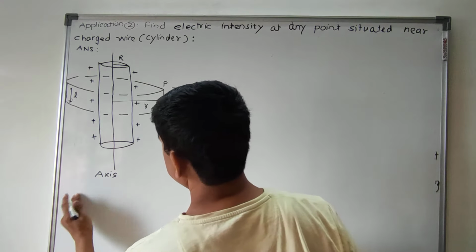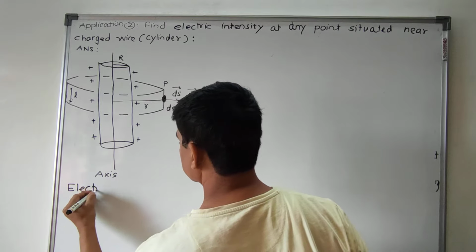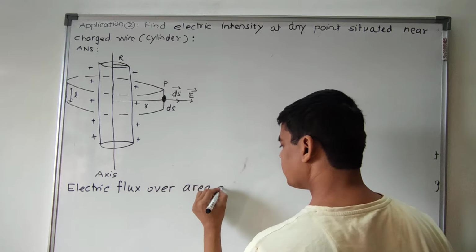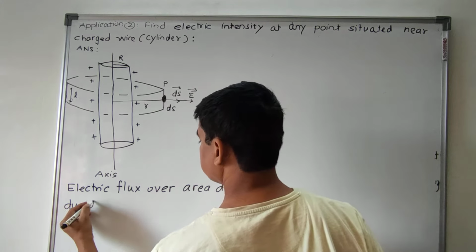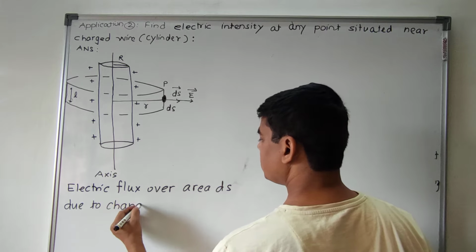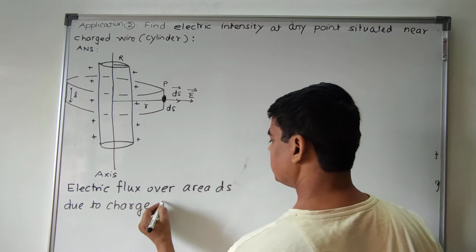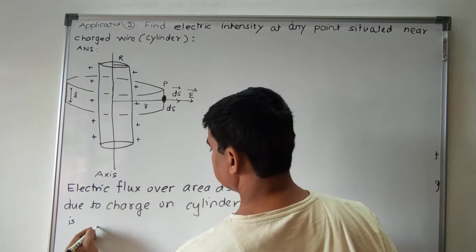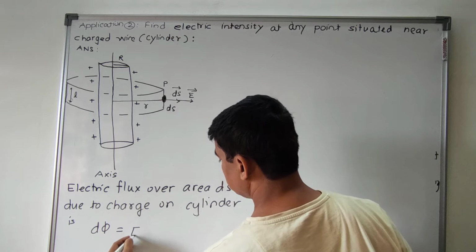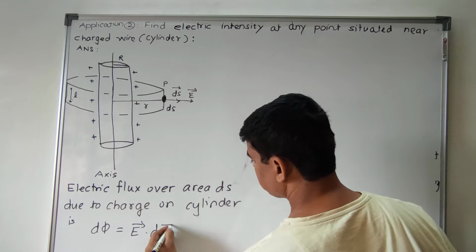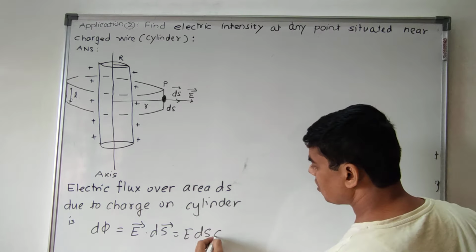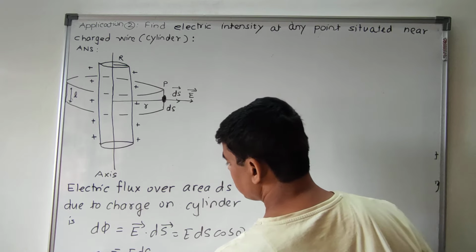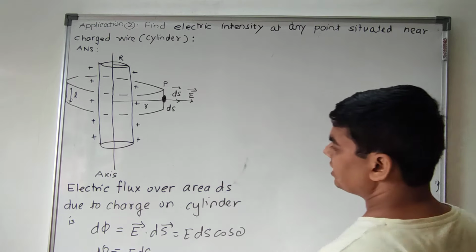Now, the electric flux over area ds due to the charge on the cylinder is d phi equals E dot ds. That is E ds cos theta. But as the angle is 0, cos 0 is 1, and therefore the electric flux over area ds is E ds.